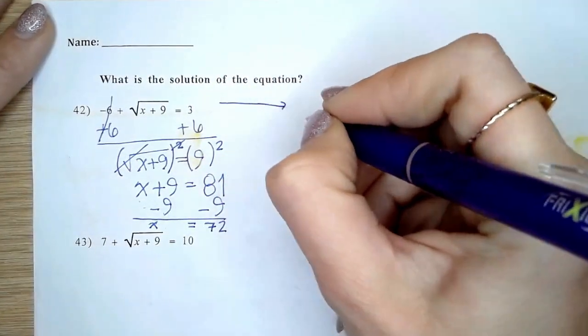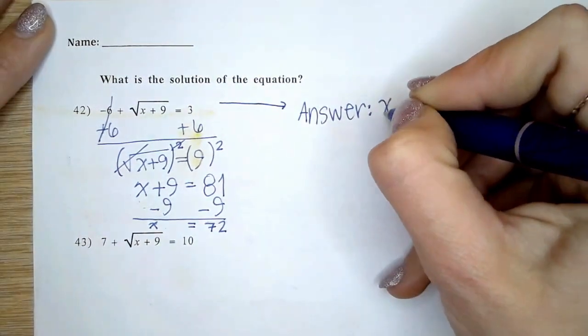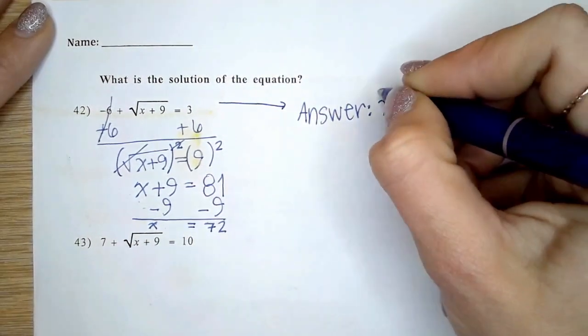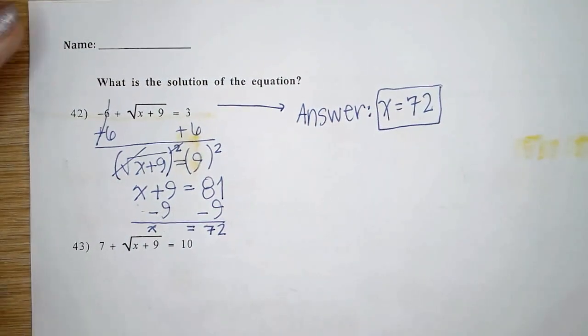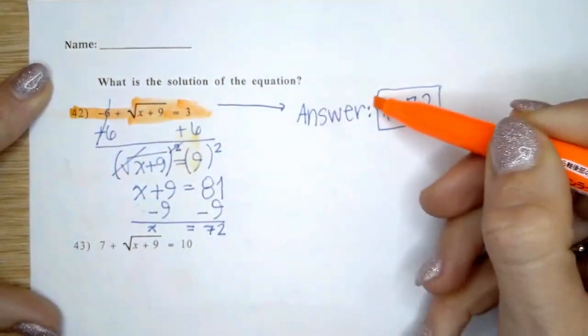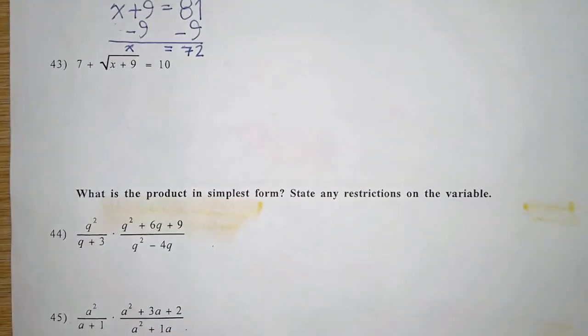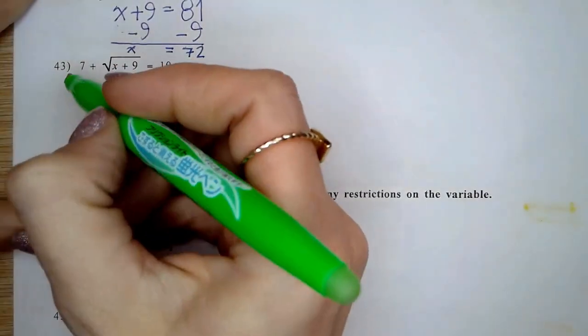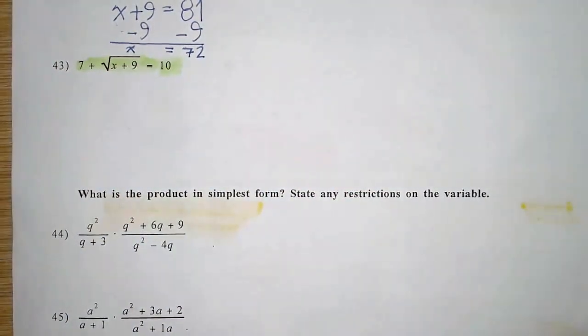So I'm just going to draw a little arrow. I'm just going to rewrite it here because it was squashed. Answer, x equals 72. Okay, that's all we got there. So that was that one. And next we'll have, let's do a different color for this. So there's my original problem in orange, and my answer also matching in orange. Okay, in green, we will do the next question. And this one is 7 plus the square root of, happens to be x plus 9 again, equals 10.